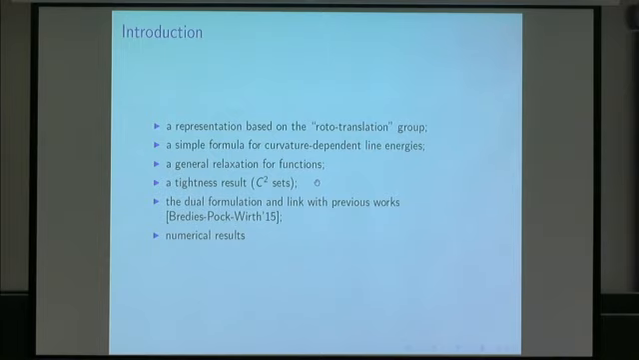So I will first derive for just line energies with dependence on the curvature a very simple formula to represent them, and then I will observe that this formula generalizes easily as a convex functional, which can be defined for 2D functions in 2D, and I will show or explain how you can show that it's a tight representation for very simple curves, for C2 curves at least.